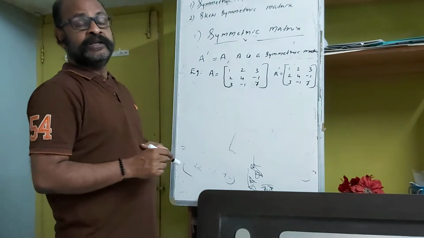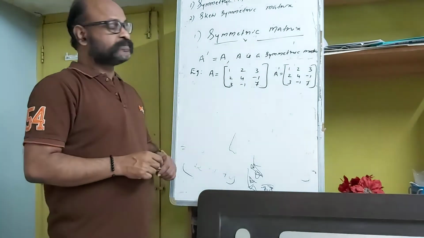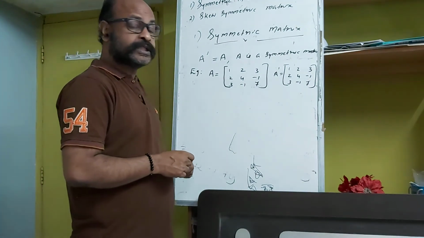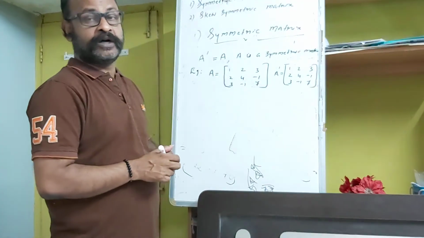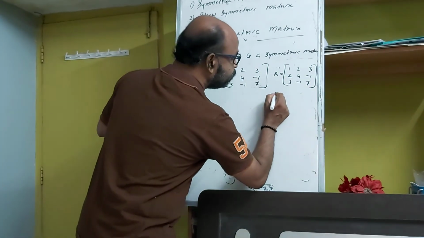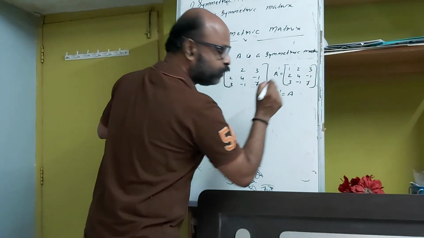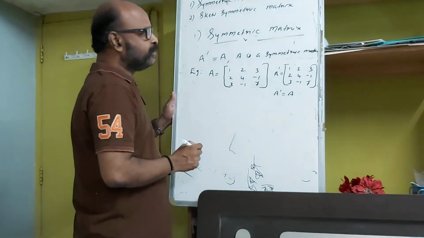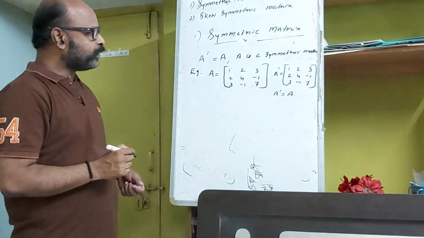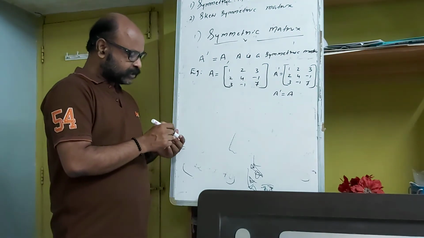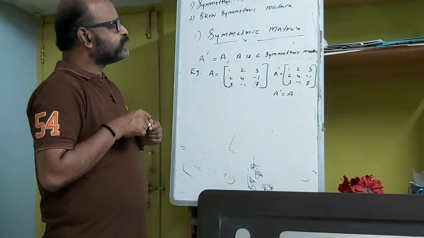What does it mean? A and A transpose are two matrices in which the corresponding elements are equal. The meaning is what? A transpose and A are equal. And by definition, what do we say? A is a symmetric matrix. Okay? So that way, we discussed an example for a symmetric matrix.